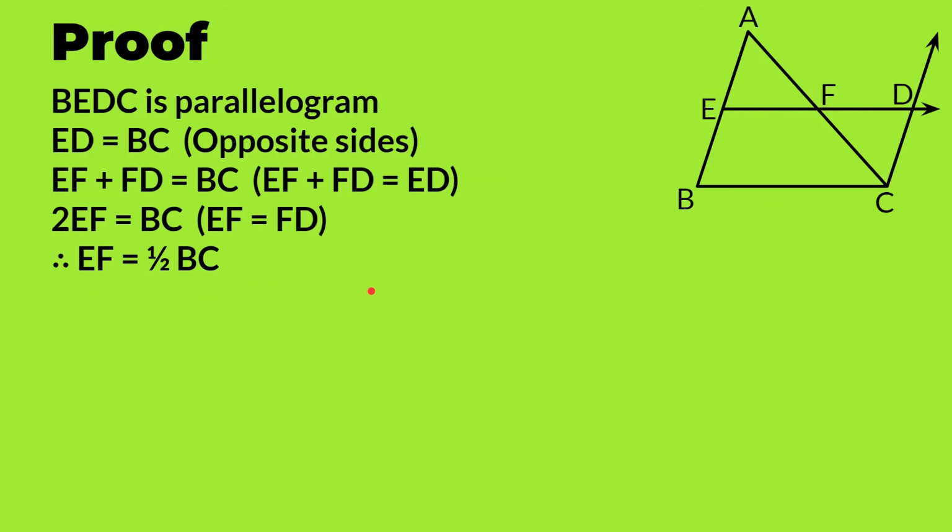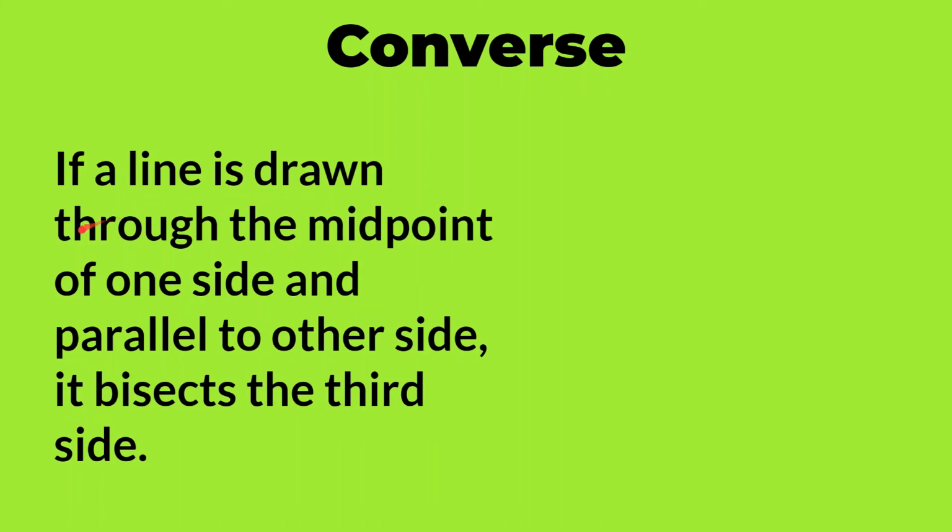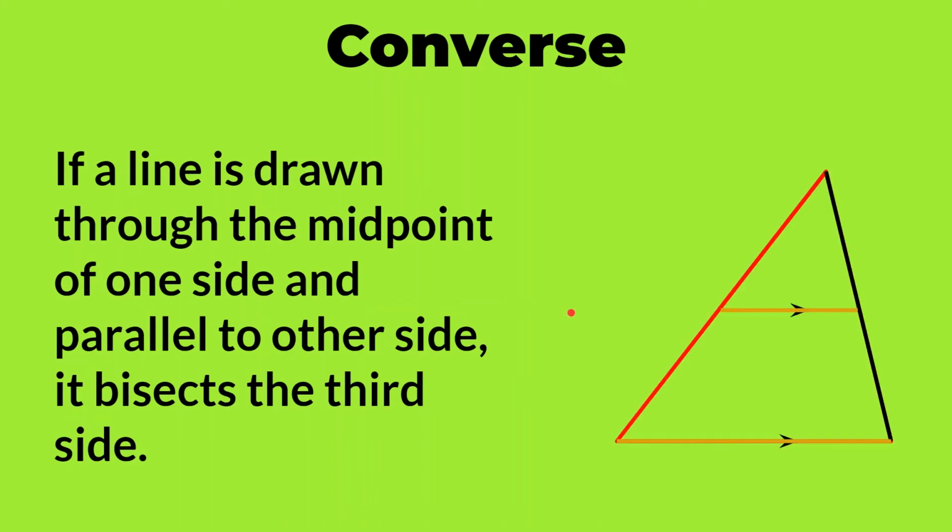Now let's see the converse of this theorem. So if a line is drawn through the midpoint of one side of a triangle and parallel to another side, it bisects the third side of the triangle. So let's say we have this triangle where a line is drawn through the midpoint of one side, let's say that this red side is bisected by this yellow line, that is this part is equal to this part, and it is parallel to the other side. Let's say that this bigger yellow line is parallel to this line, so it bisects the third side, that is this blue side. This part is equal to this part.